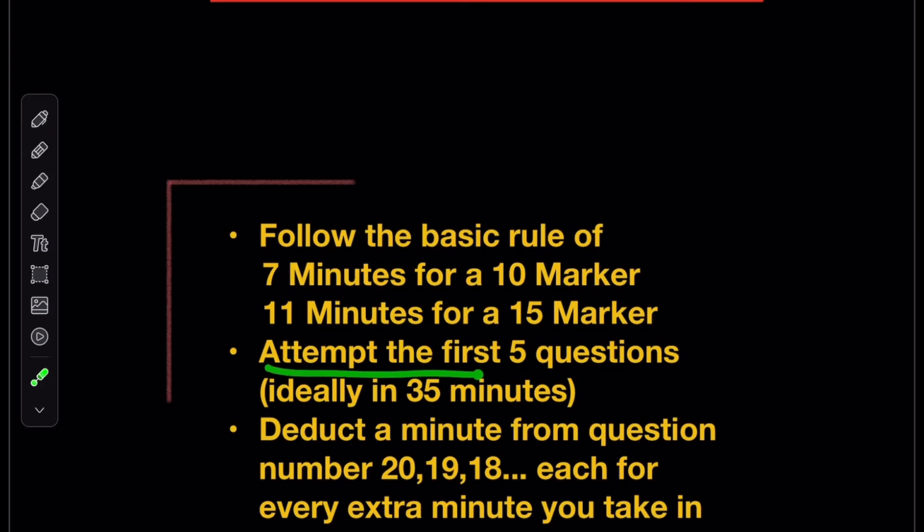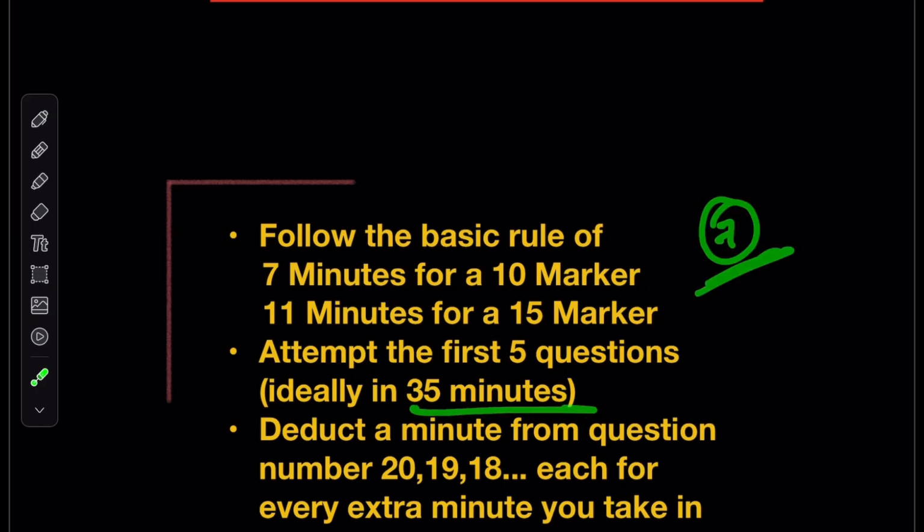In particular, you should attempt the first 5 questions first, because you want to make a good impression. The first 10 markers in GS paper 1, 2 and 3, you attempt those questions first, and ideally according to the 7-minute rule they should be completed within 35 minutes, right? So you keep a watch with you obviously, and keep looking at the watch that within 35 minutes you are supposed to, and within 7 minutes you are supposed to answer every question.